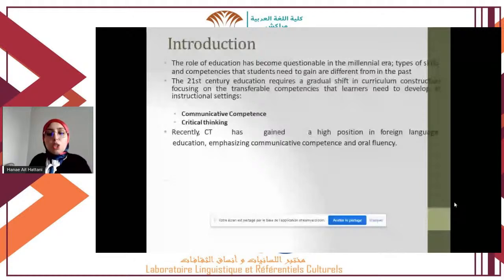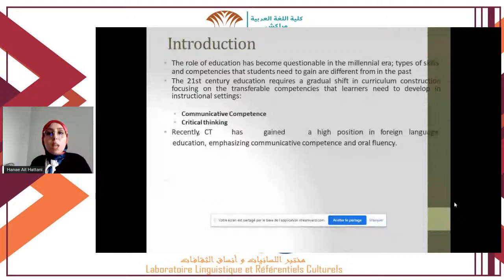Of course, now we are living in a world where there is a knowledge-based and increasingly globally competitive economy, which is having a drastic impact and even a change at the level of different aspects of life, be it economic, cultural, social, spiritual, and even academic. So here we are talking about the role of education, which has become questionable in the millennial era.